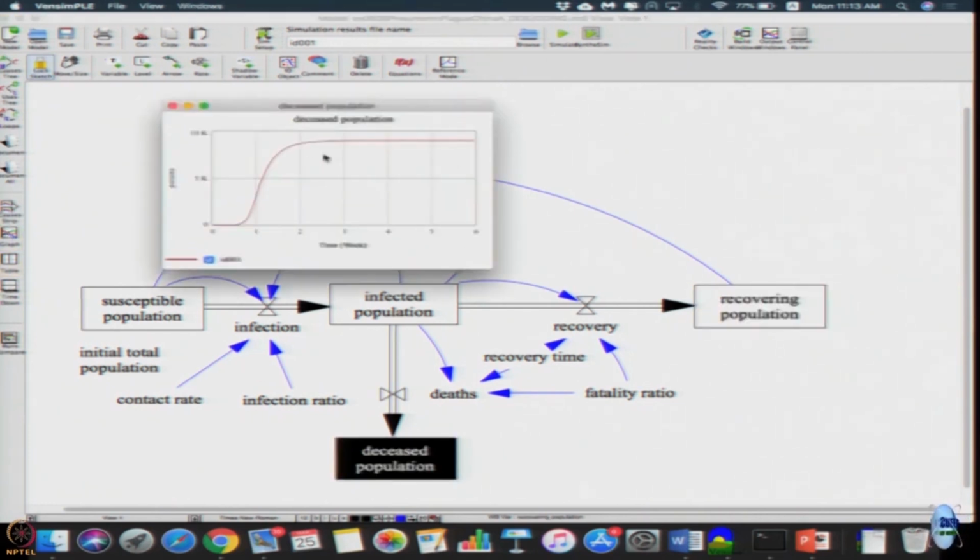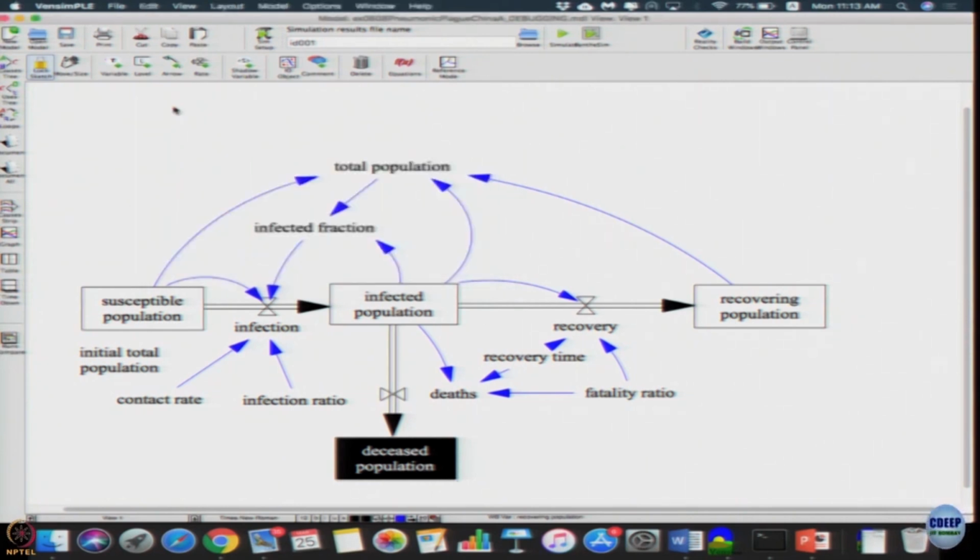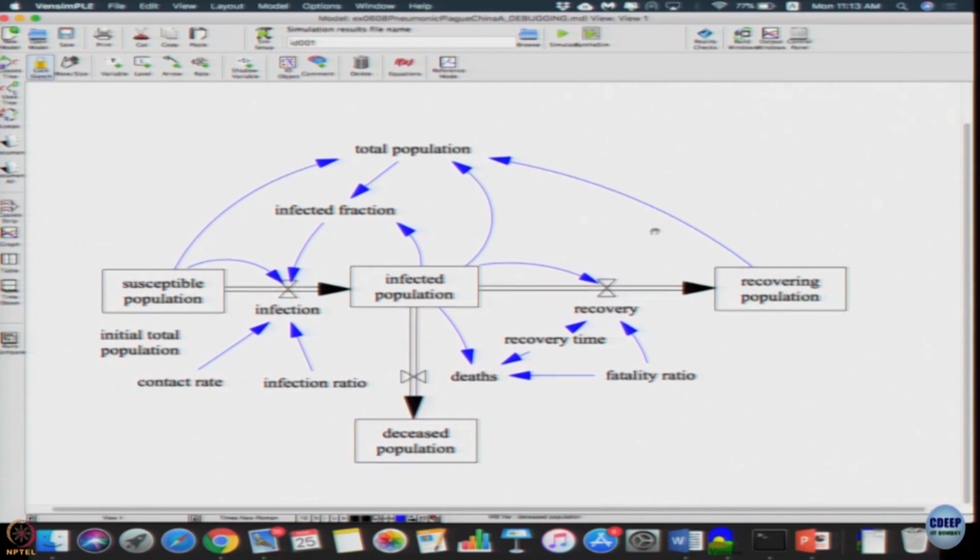Disease population again shows S-shaped growth, but 9,000 people die and 1,000 people recover. That's because fatality ratio is 0.9. So that makes sense. Yeah, so this is the overall dynamics, and this is the only thing that seems to be error in this particular scenario.